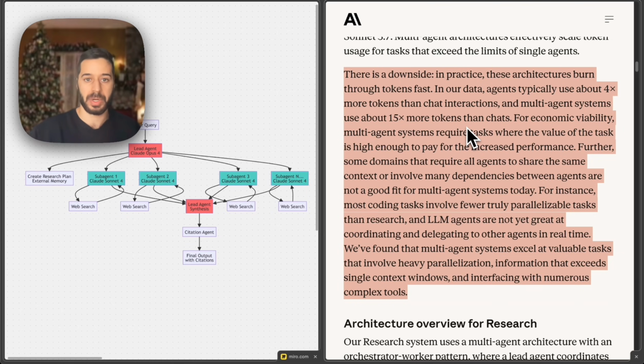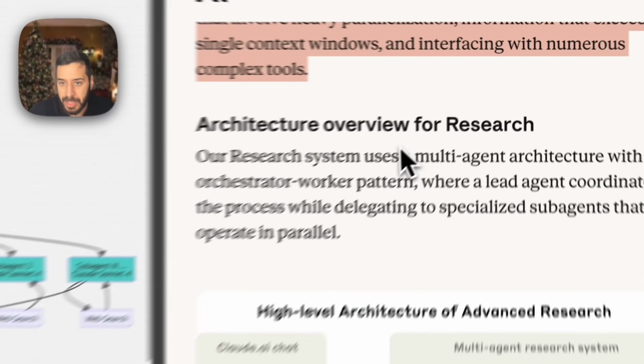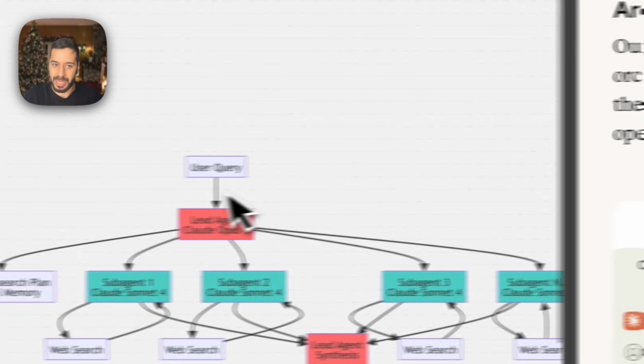For example, like coding, when you want to write code, you don't want parallel agents. You want a single agent that is intelligent enough to take your task, break it down, and translate it into code. So now let's talk about the architectural overview. Here I explain it for you.